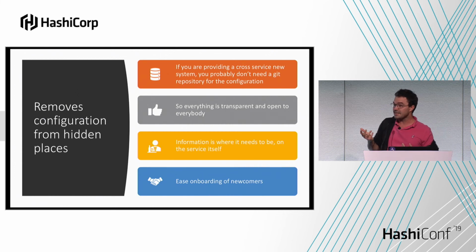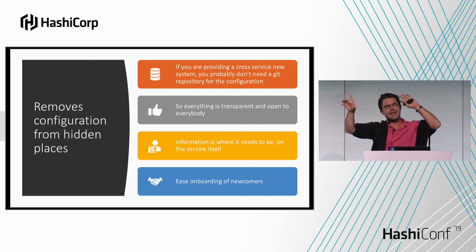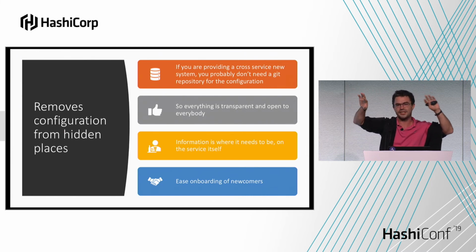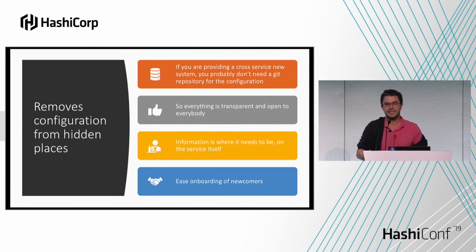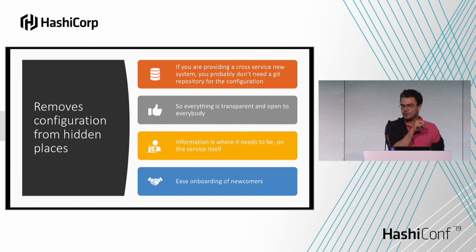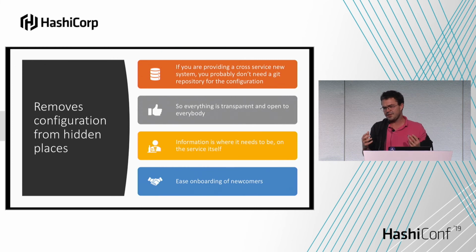So everything is transparent. We provide UIs, so everyone can see the configuration. So there's no doubt about, oh yeah, but I forgot to push this pipeline in Jenkins. No, no, no. Everything is automatic. Everything is instant. So you can get real introspection about what is going on in your data center. So information is where it really needs to be, in the service itself. It also helps with the onboarding of newcomers. I don't have to teach you the 10 Git repositories important to deploy one single app.